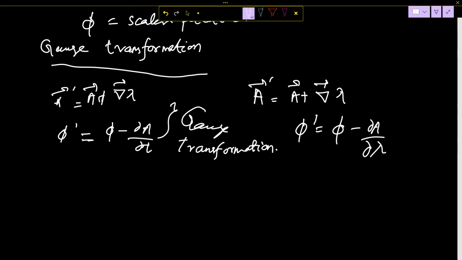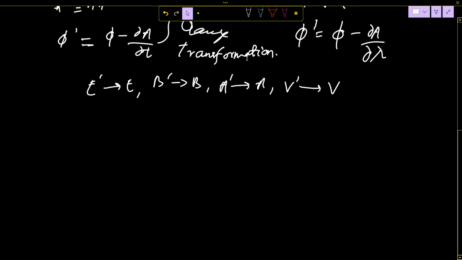Okay. So E dash can be changed to E through this. A dash can be changed to A, and phi dash can be changed to phi. Yeah, this is your Gauge transformation. There is also Lorentz transformation, right?